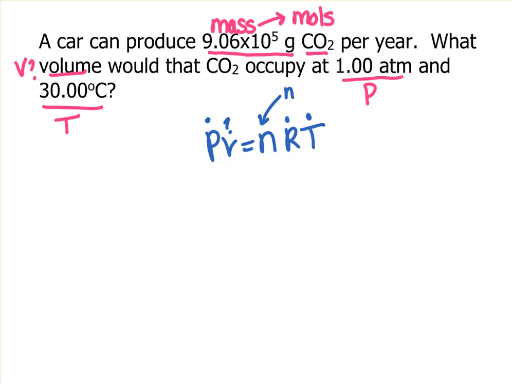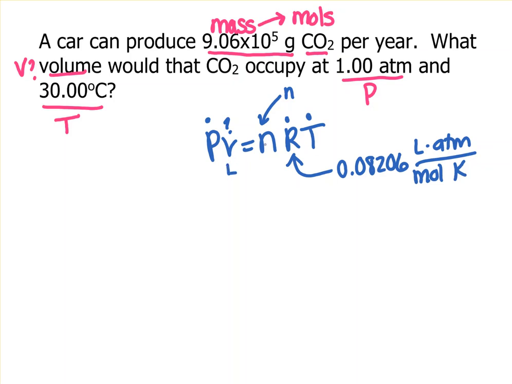Now, we know that R has units, and it makes the units picky on this. I need to make sure I use units that match R. And of course, temperature always has to be in Kelvin. So I'm going to kind of go through. It looks like our pressure is fine. Our volume will come out in liters because that's what R has. I need to know moles.